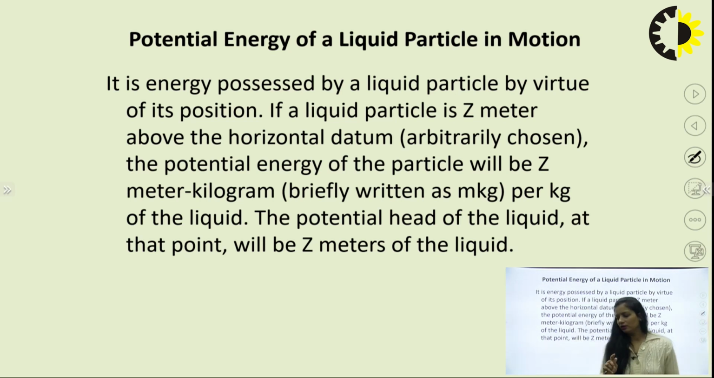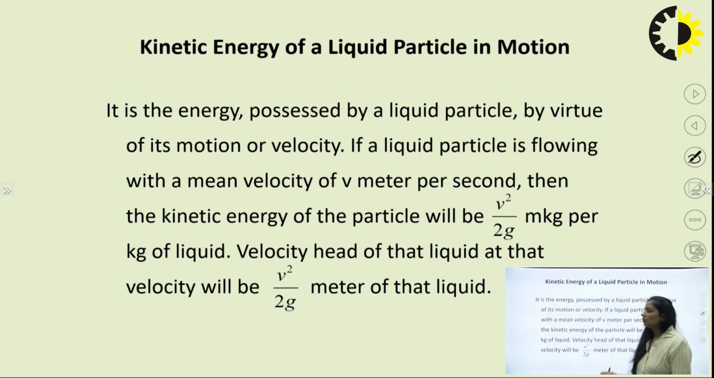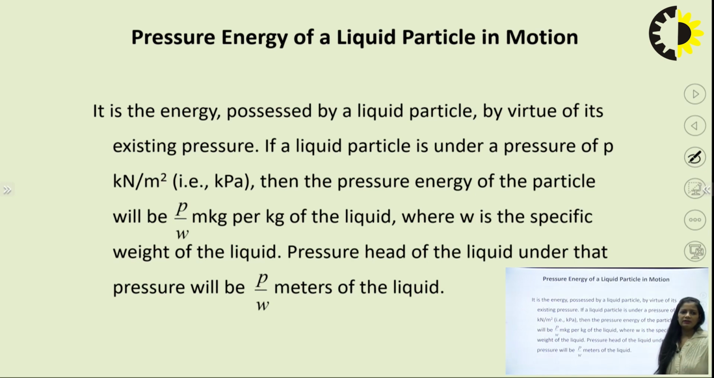We have talked about that. And what will be the kinetic energy of a liquid particle? Obviously, if the liquid particle is in motion, that particular liquid particle is having a velocity, and because it is having a velocity, there must be kinetic energy involved in that fluid particle or flow. Third, the pressure energy of a liquid particle in motion is the energy possessed by a liquid particle by virtue of its existing pressure.